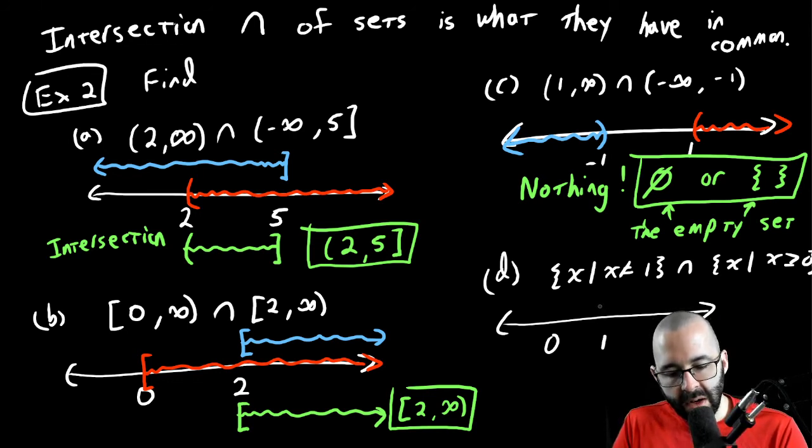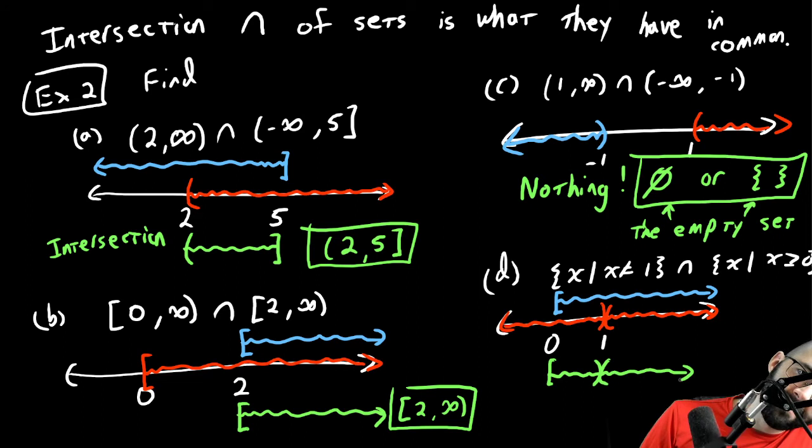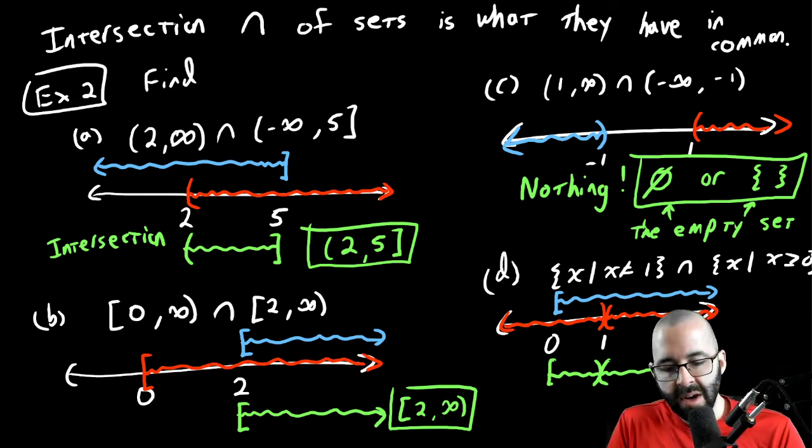Everything that's not equal to 1, that's everything that's less than 1, and everything that's bigger than 1. The second set is everything at least 0. Looks like this. So what's the overlap? The overlap is 0 up to 1, and then 1 up to infinity. So we'll write that: 0 up to 1, 1 up to infinity.